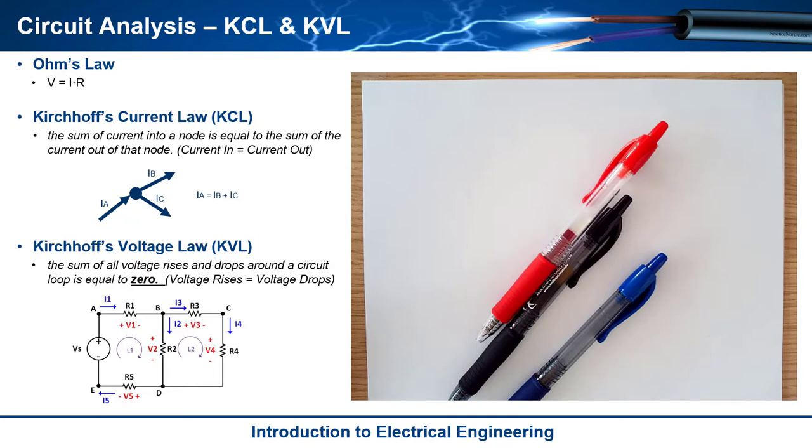We have three basic laws that allow us to write equations so that we can solve for the unknowns. We have Ohm's law, which is V equals IR. We have Kirchhoff's current law, which states that the sum of the current into a node is equal to the sum of the current out of a node. So current in equals current out. And Kirchhoff's voltage law says that the sum of all voltage rises and drops around a loop in a circuit is equal to 0, or said another way, the sum of voltage rises is equal to the sum of voltage drops.